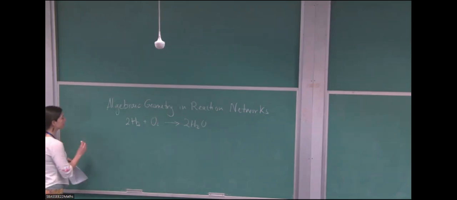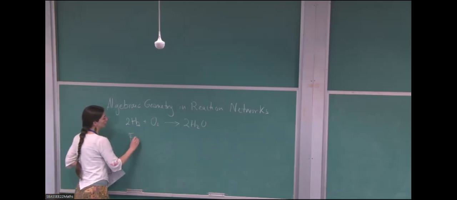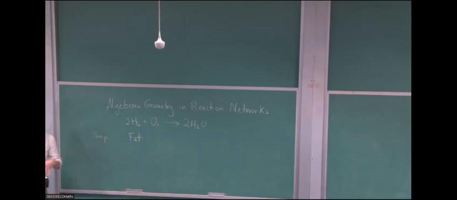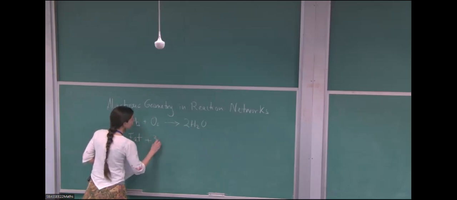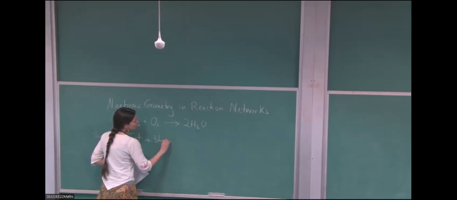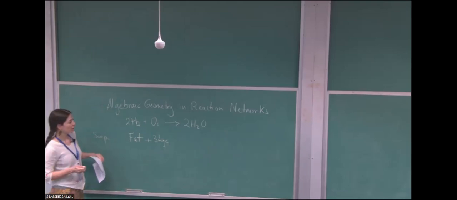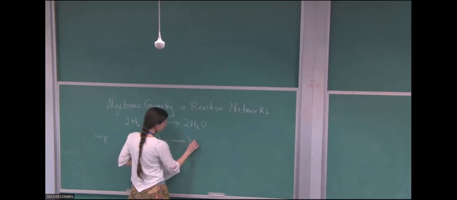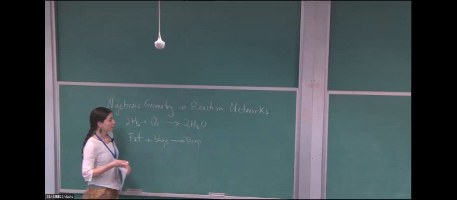Also, if you have fat, so a triglyceride, and you put it together with 3 molecules of caustic soda, then you get soap and glycerin.